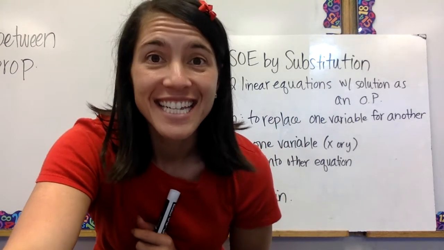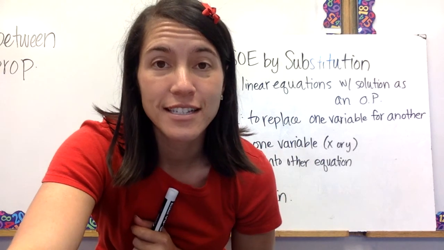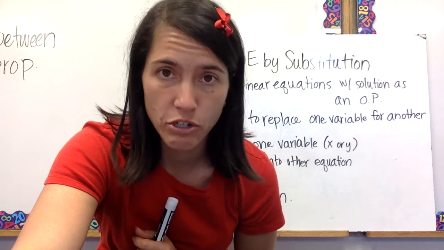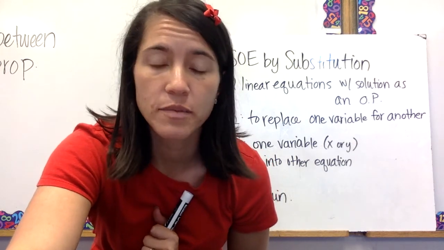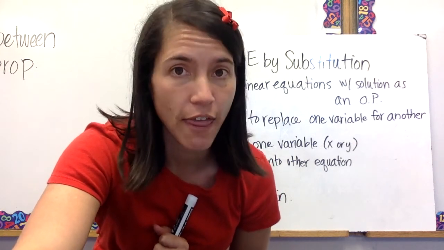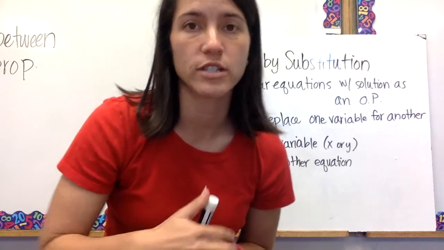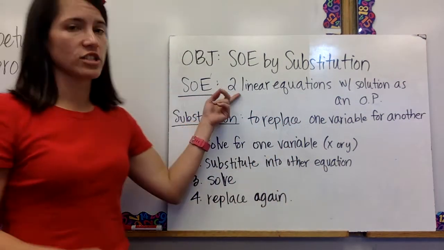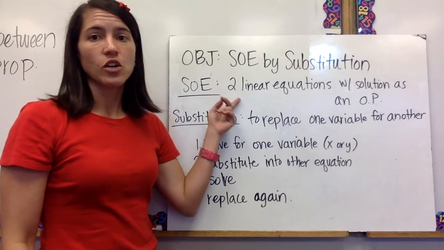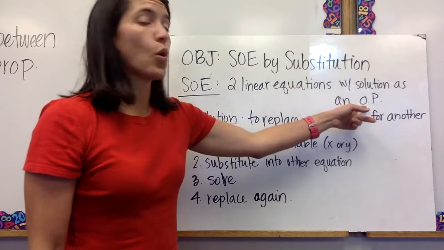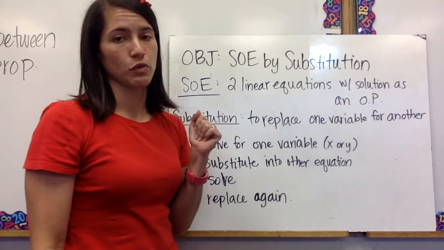Hey y'all. Today's lesson is about solving a system of equations by substitution. We've already gone over how to solve a system of equations by graphing, and so here's another method to solve a system of equations. A system of equations is two linear equations, and the solution is an ordered pair. The solution is an ordered pair.